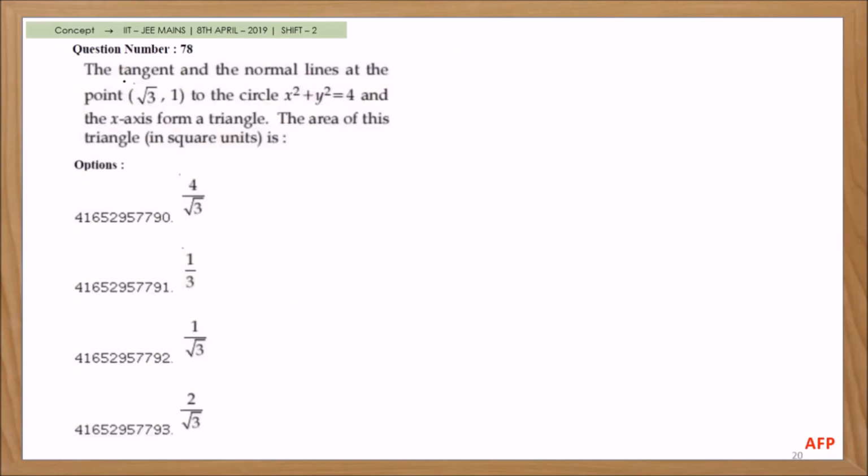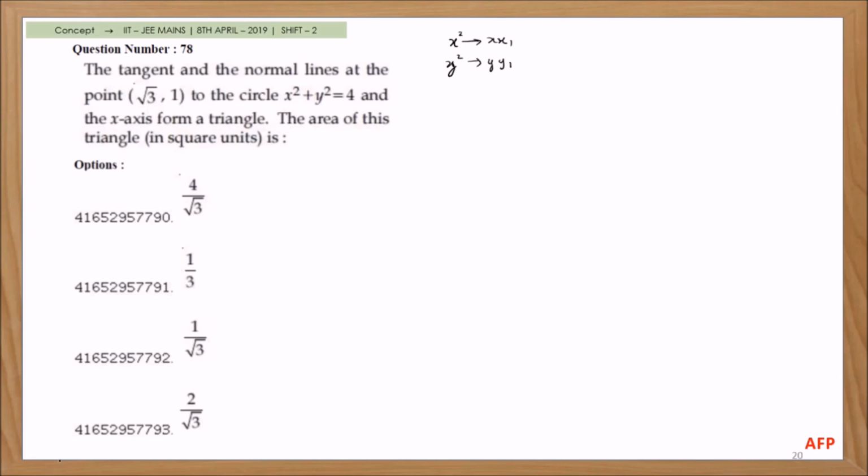Next problem, the tangent and the normal lines at a point root 3 comma 1 to the circle x square plus y square is equal to 4 and the x-axis form a triangle. Find the area of this triangle in square units. So tangent and normal. So first is the tangent. So to find the tangent, x square is replaced by x1 and y square is replaced by y1. In the circle equation you will get the tangent equation.